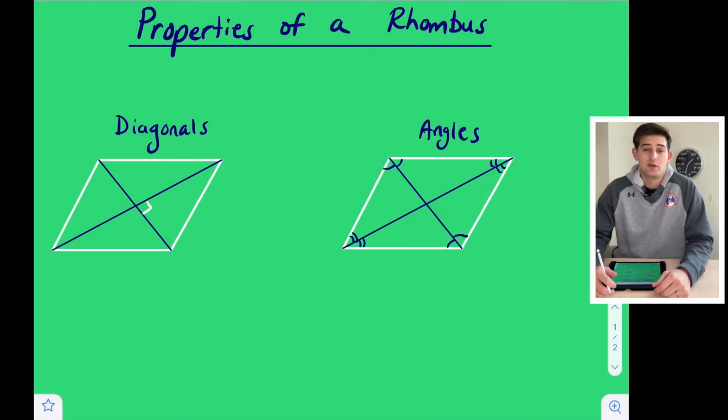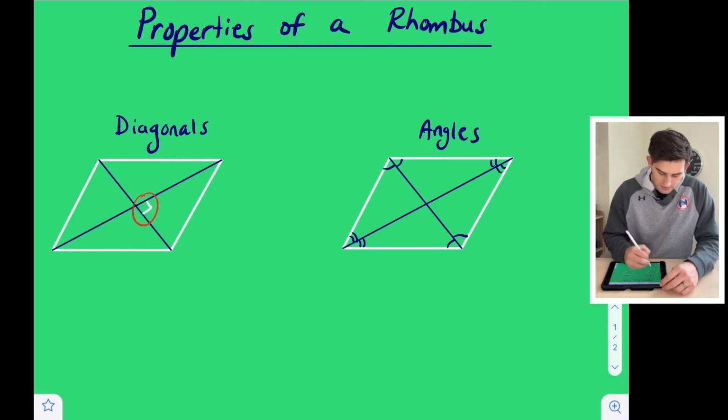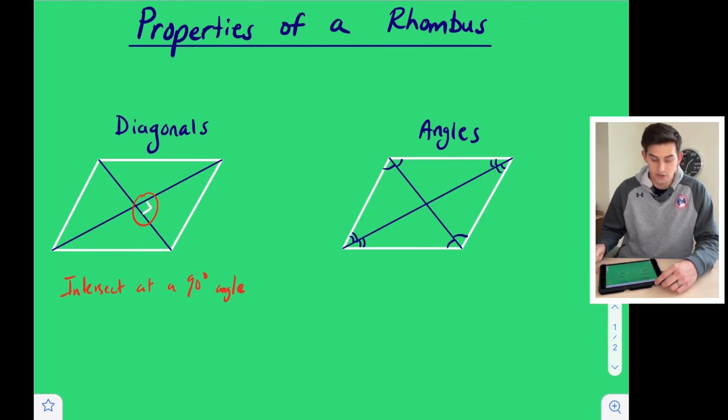Hello everyone, in this video we're going to talk about some properties of rhombuses, specifically their diagonals. If we look here on the left, we see the two diagonals of the rhombus, and note that we see this right angle box here. So they intersect at a 90-degree angle, which is a right angle. That's one thing we need to know.